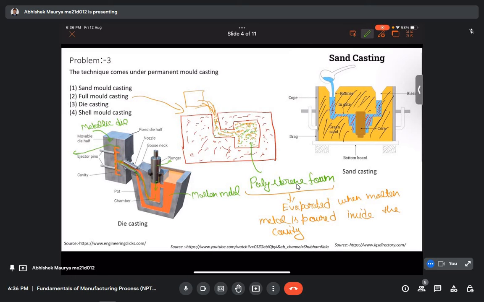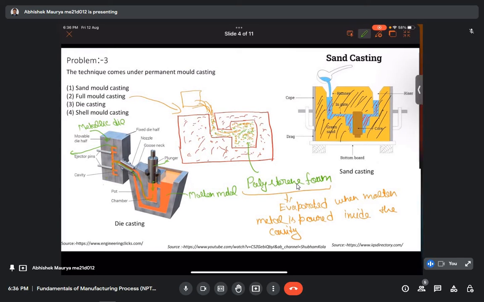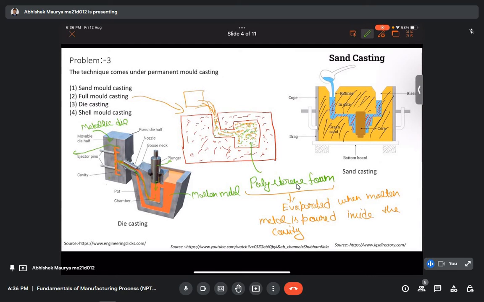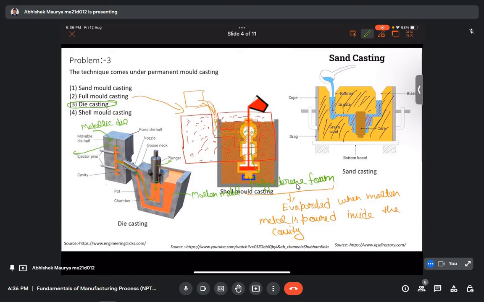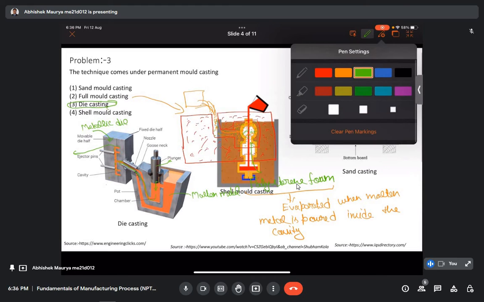And here the die is reusable, and that's why it is called permanent mold casting, because the mold is permanent, we can use it for many cycles. So this one is the correct option, die casting. But still we haven't seen what shell mold casting is. I will quickly try to explain it. Okay, it's not visible clearly. Still I will try to make you understand.